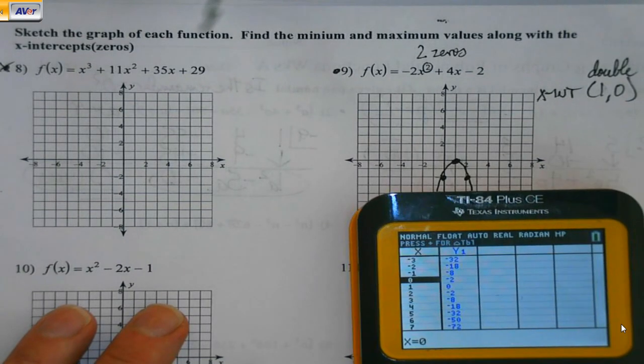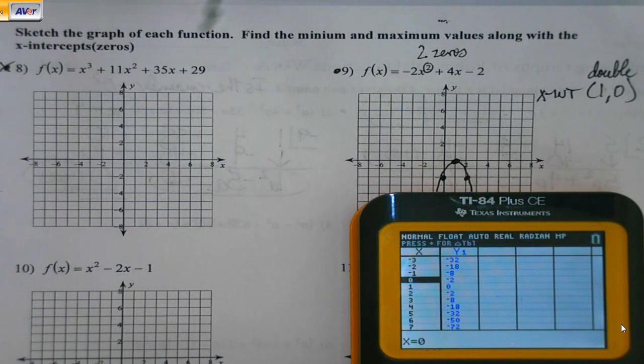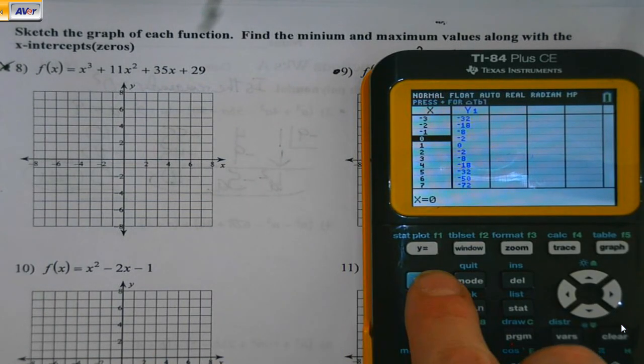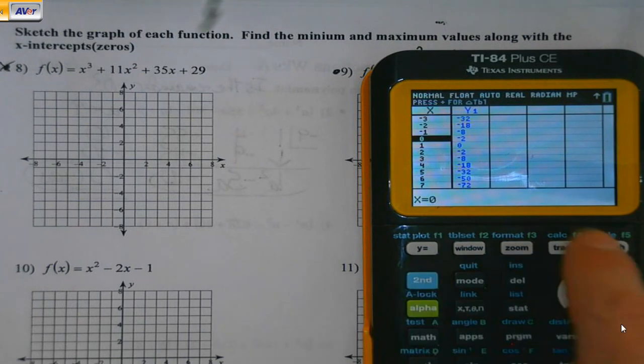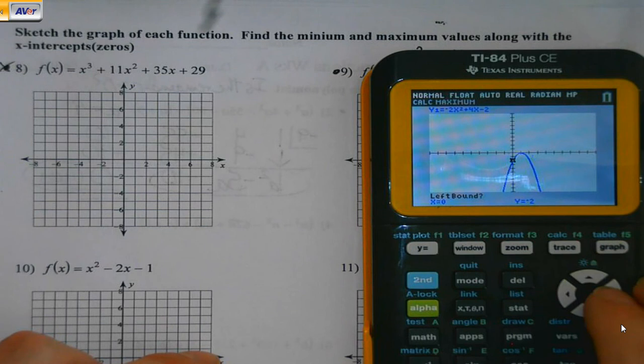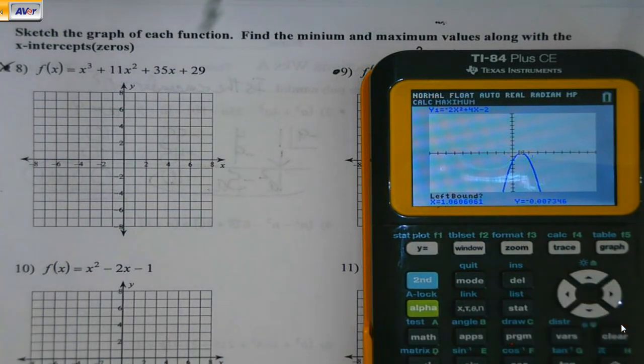When I go to do my max, which again is second trace, you might even want to pull out your note sheet from yesterday just to have a reference there. We're going to be looking for the max because it looked like a hill. We're on the top of the hill. And just like we did yesterday, we're going to use the right and left arrow buttons to try and get as close to the top of the mountain or the hill as we can.